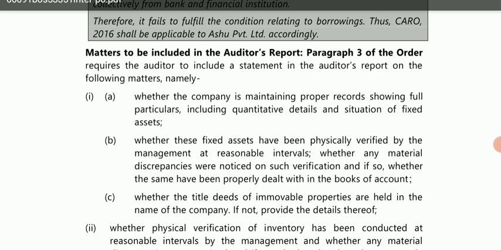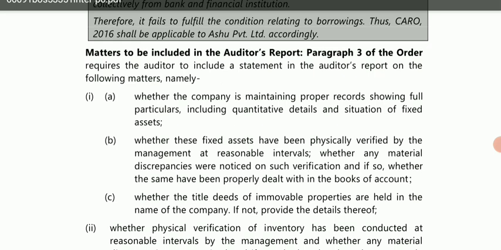Okay, and also I'll show you an audit report of Reliance Limited so that you can learn how, in reality, the CARO reporting is actually done. So one by one we will read the points and then I'll keep showing you the Reliance Limited audit report. In that way this lecture will become more interesting and you will get better clarity also. So let's get started with the matters to be included in the auditor's report.